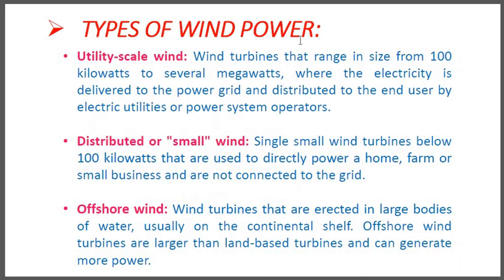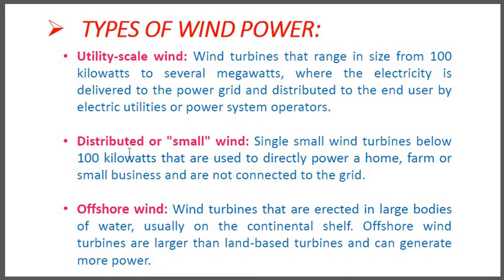Now, types of wind power. So first, utility scale wind. In this type, wind turbines range in size from 100 kilowatts to several megawatts, where the electricity is delivered to the power grid and distributed to the end user by electric utilities or power system operators. So, for the utility scale wind power, the size is from 100 kilowatt to several megawatts.